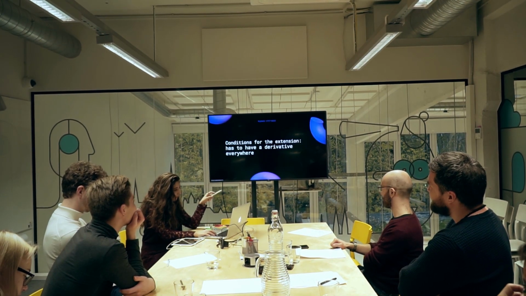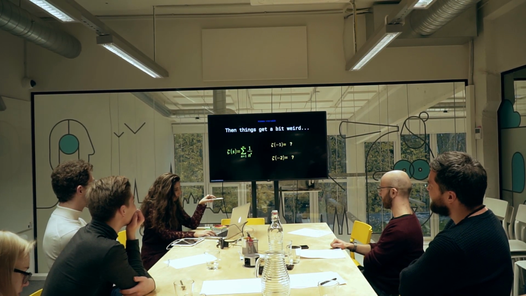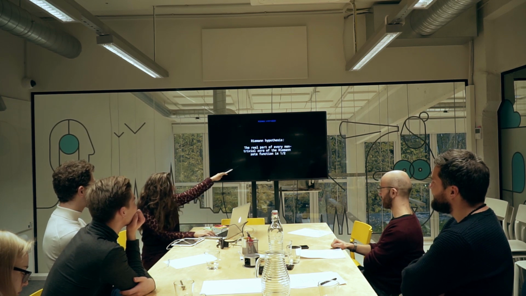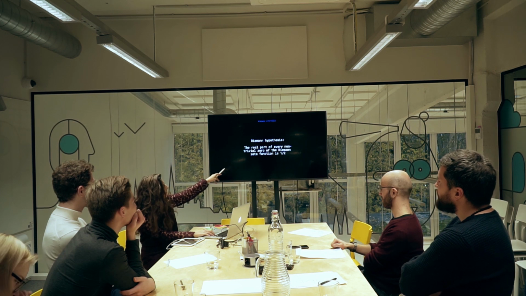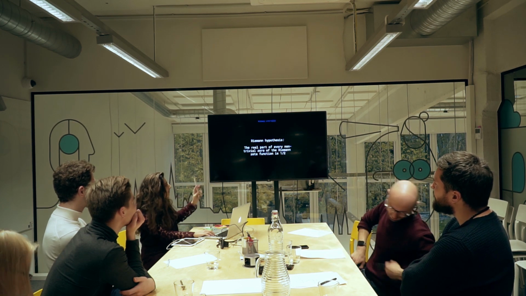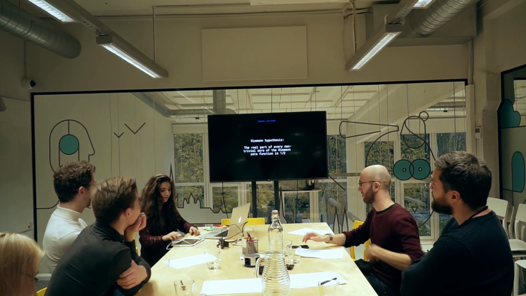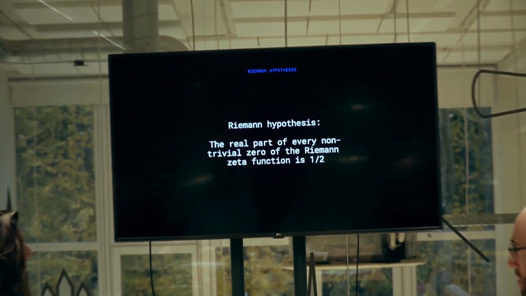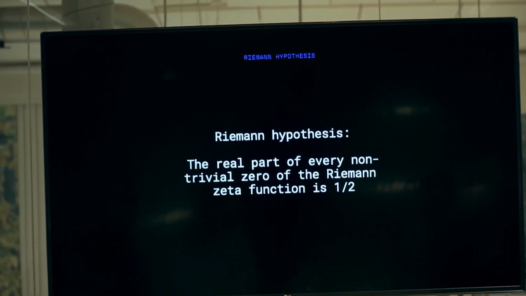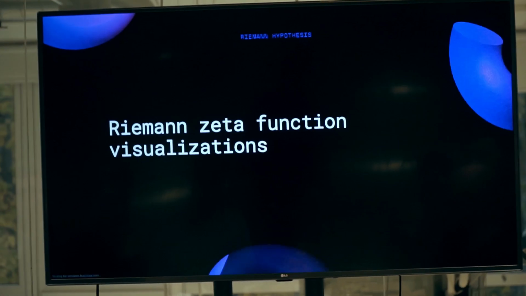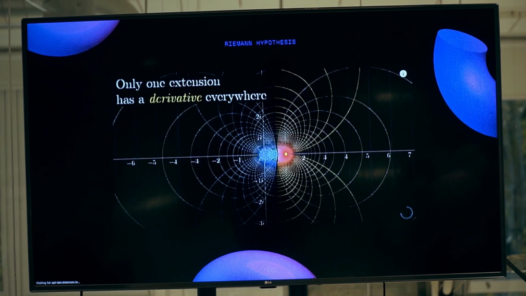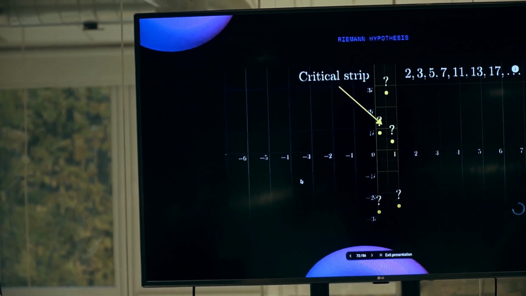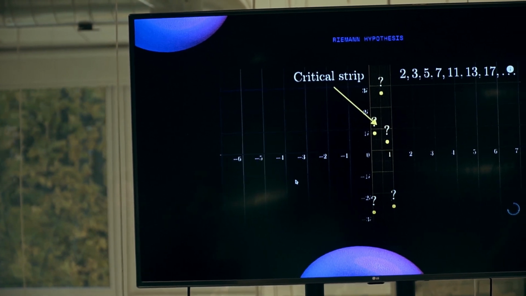So if we go back here a bit, the actual statement of the hypothesis is a bit more obscure. The real part of every non-trivial zero of the Riemann zeta function is a half. So we'll now explain what this actually means, because it's not as concise as the function is symmetrical. So basically, the Riemann hypothesis is about where the zeros occur in a function.